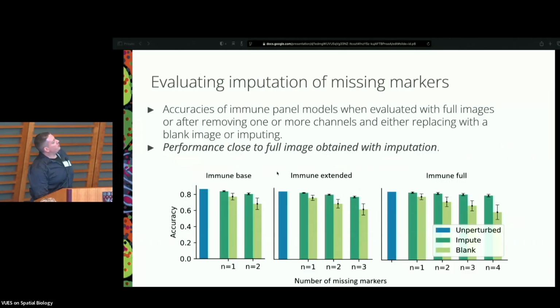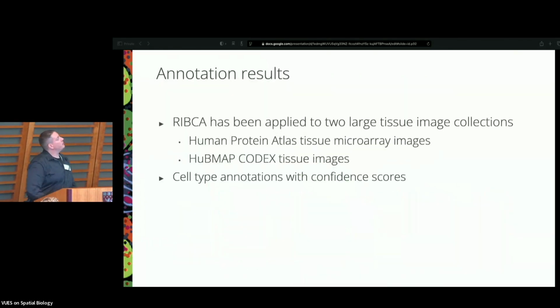Okay. And so with a few of these panels, the immune base, extended, and then full, the prediction performance, if you're leaving the channels blank, that's not a great approach. You can get performance much closer to your baseline accuracy, even if you're removing 1 or 2, or for the panels that have more markers, 1, 2, or even 3 missing markers. You can push this up close to your unperturbed accuracy. It's much better than dropping those channels or assigning a missing value like 0. So RIPCA is robust to not only heterogeneity in the panels, but noise in some of the images. And that increase is quite significant.